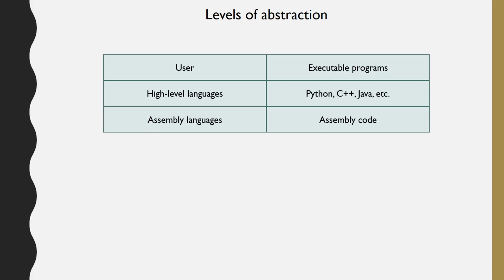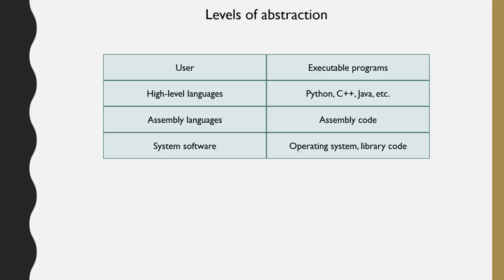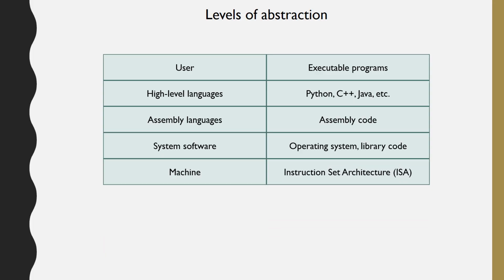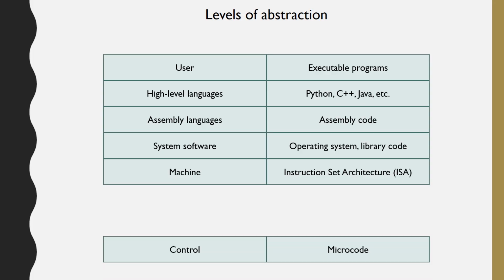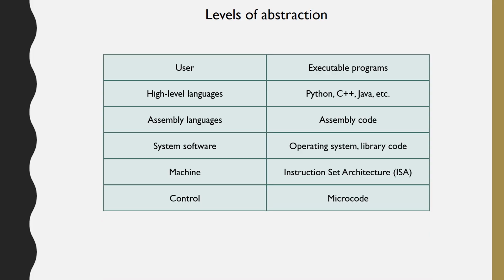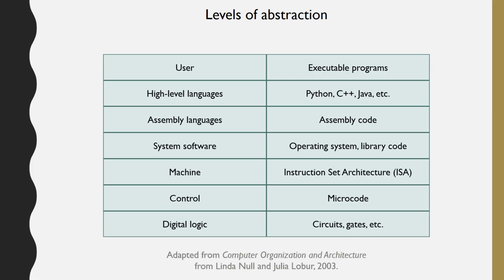Assembly languages, which deal with assembly code. System software, the programs that run your operating system and other system-level programs. Instruction set architecture, the methods and rules that software and hardware use to communicate with each other. Microcode, which is essentially the hardware implementation of low-level machine code, and digital logic, which includes the logic gates and circuits used at the lowest level to move, manipulate, and store bits.